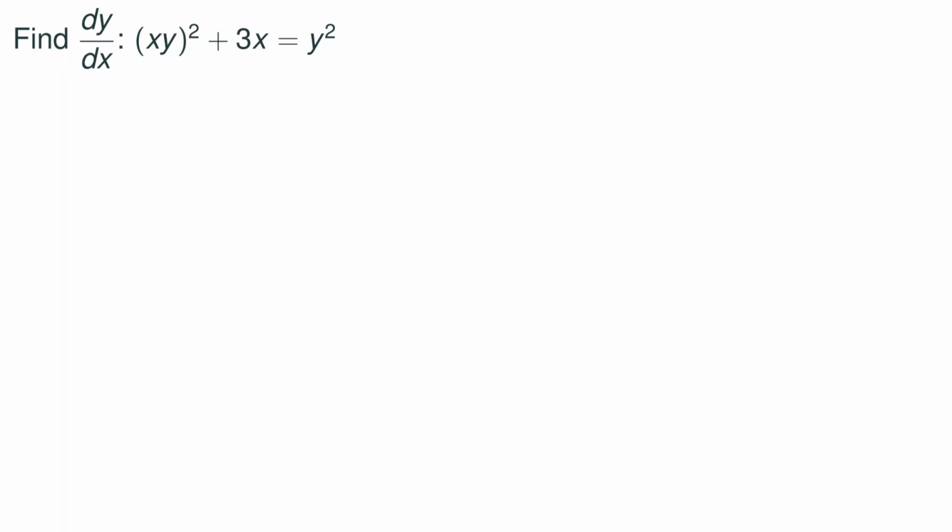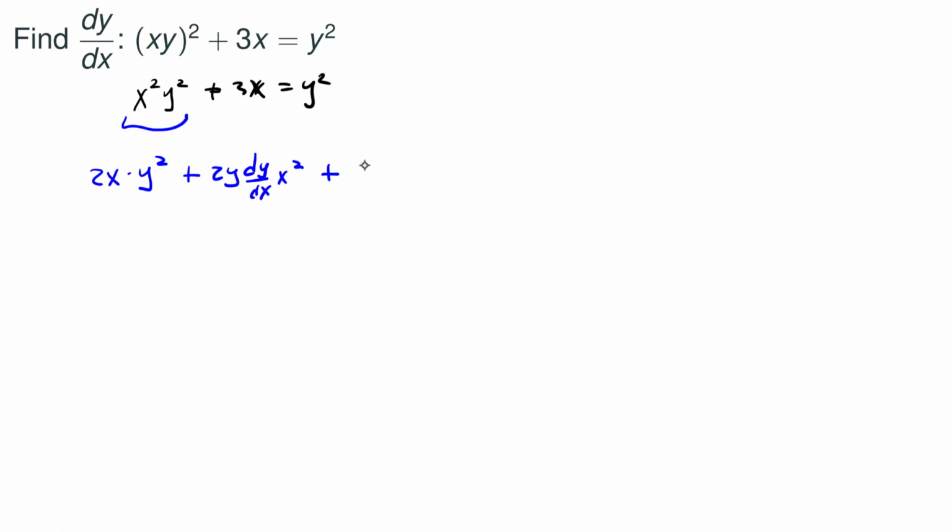Find dy/dx of x y to the second power plus 3x equals y squared. So here this actually means x squared y squared plus 3x equals y squared. For the first portion, when we take the derivative, we need to use the product rule. So derivative of x squared is 2x times y squared, plus derivative of y squared is 2y dy/dx times x squared, plus derivative of 3x is 3, equals derivative of y squared, which is 2y dy/dx.